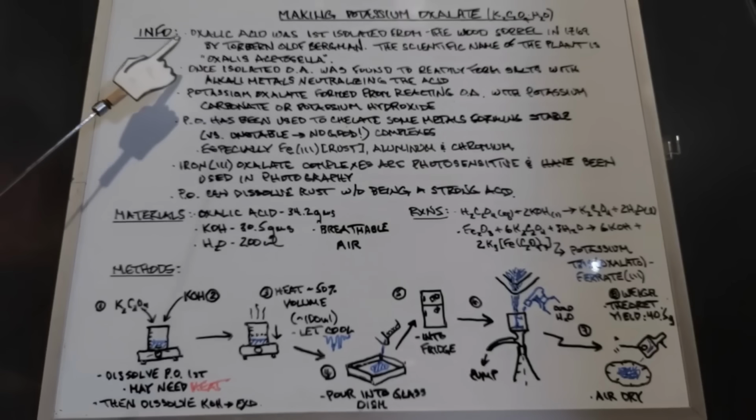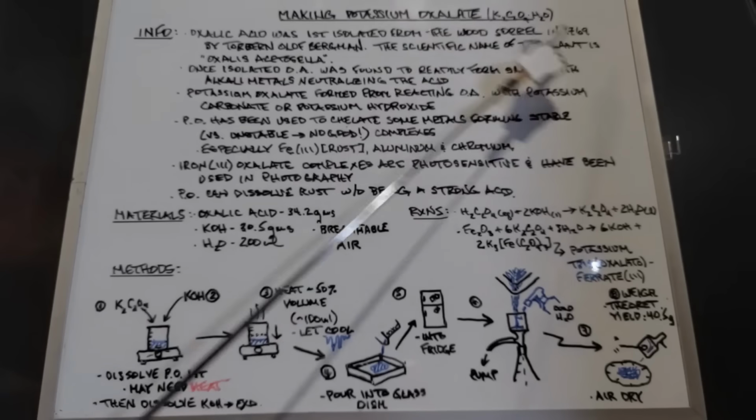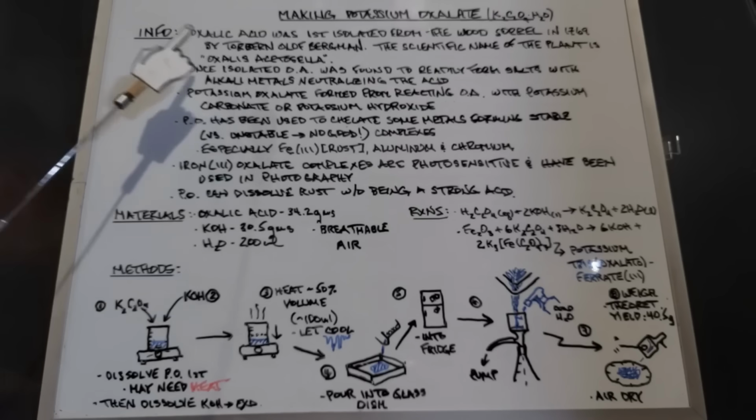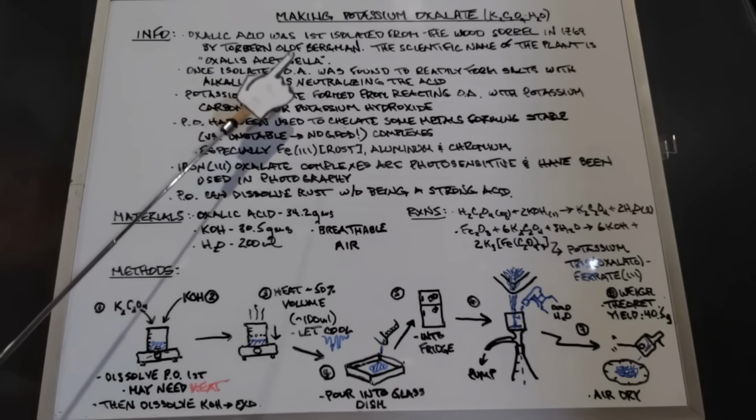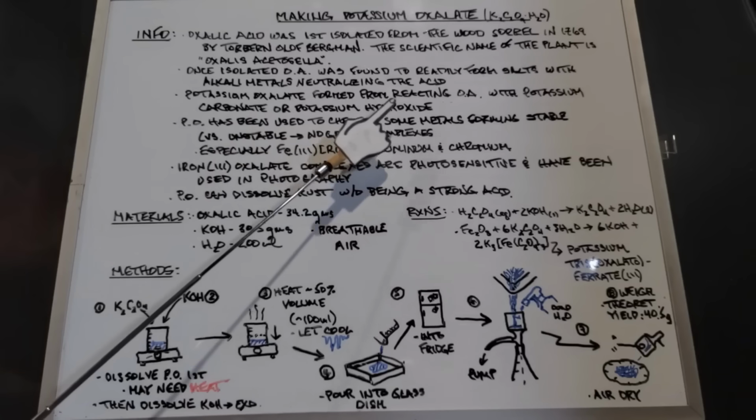And it was isolated by Torbern Olaf Bergman. The scientific name of the wood sorrel is Oxalis acetosella, and you can see where you get oxalic acid from the first name, Oxalis. Once oxalic acid was isolated, it was found to readily form salts with alkali metals, which neutralize the acid. One of those, of course, is potassium oxalate, formed by reacting oxalic acid with potassium carbonate or potassium hydroxide.